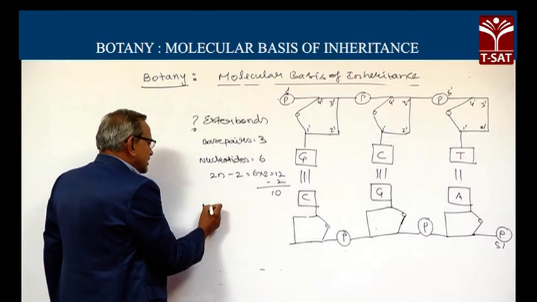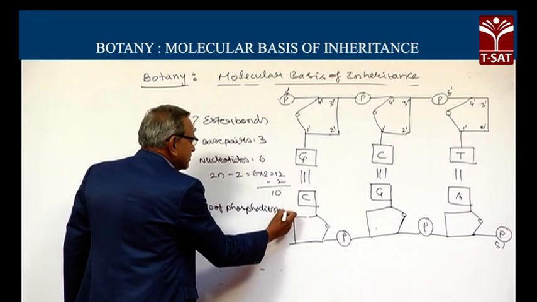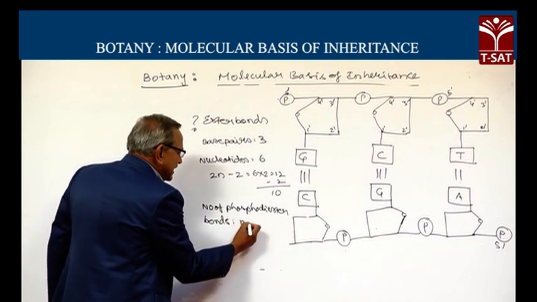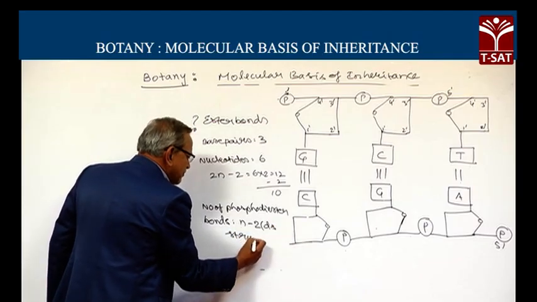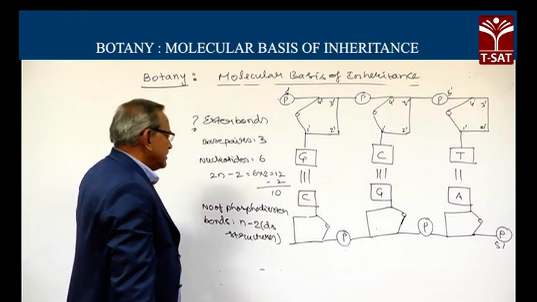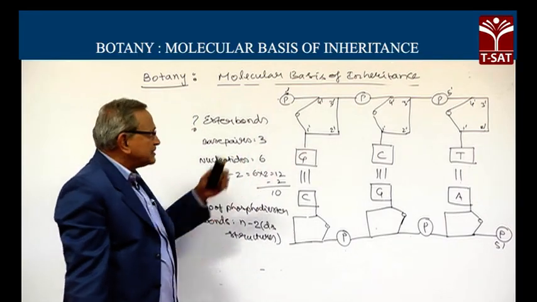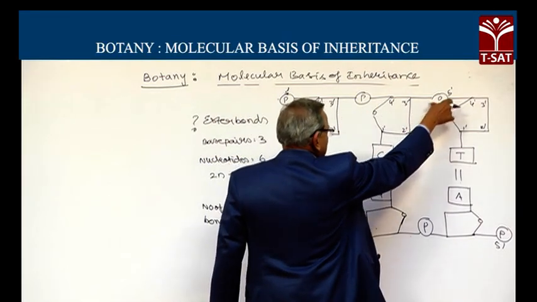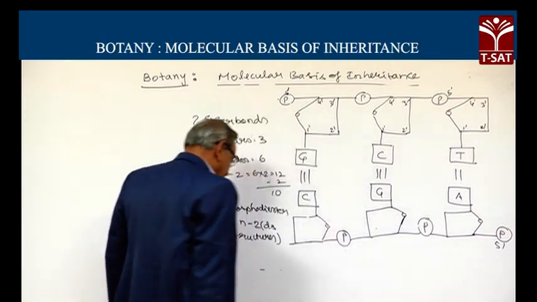And the number of phosphodiester bonds will be n minus 2 for double-stranded structures. Let us consider this figure in this particular example. We have before us 6 nucleotides, 3 base pairs are there. This is phosphate, this is phosphodiester bond 1, phosphodiester bond 2, phosphodiester bond 3, and this is phosphodiester bond 4.